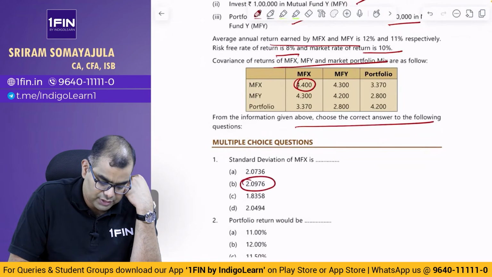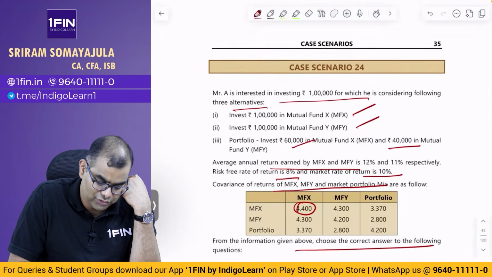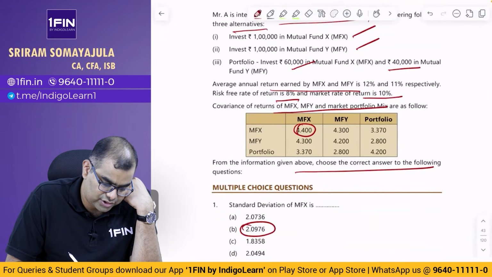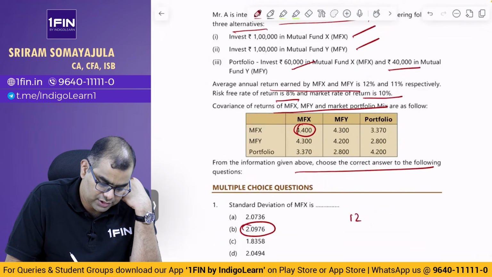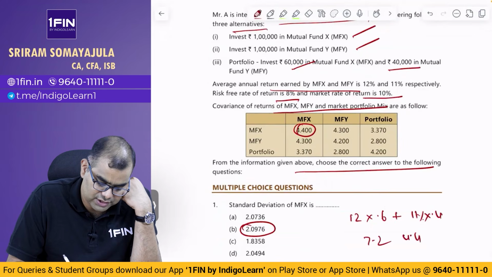So under root 4.4 is 2.0976. Then what is portfolio return? Portfolio return is weighted average return. Weighted average return is 12% into 0.6 plus 11% into 0.4. 7.2 plus 4.4, that is 11.6.